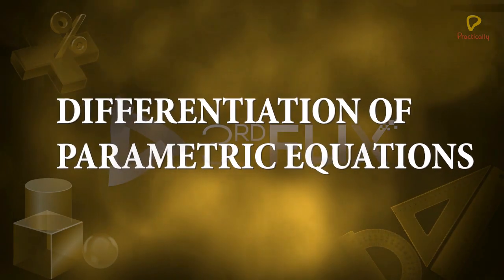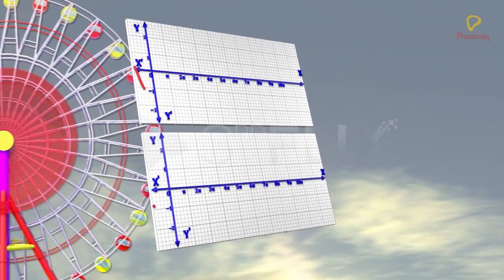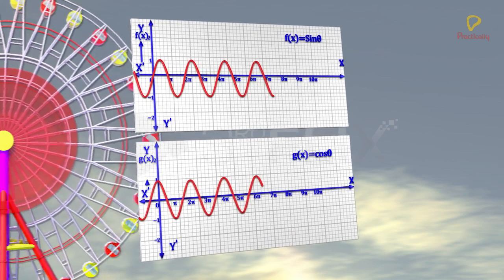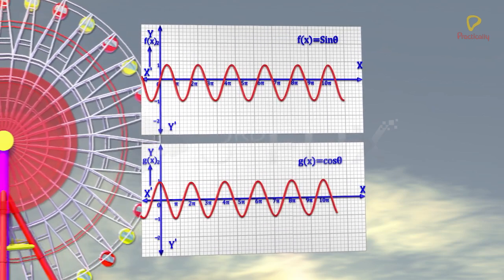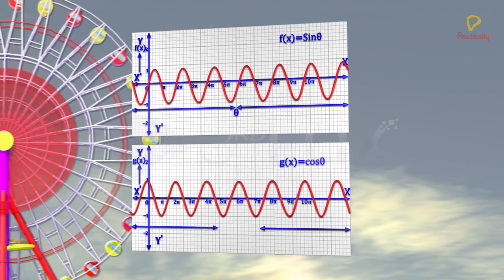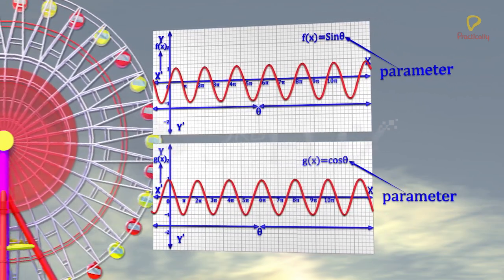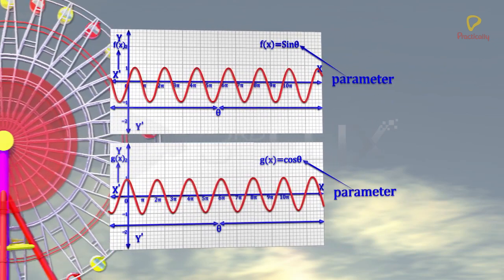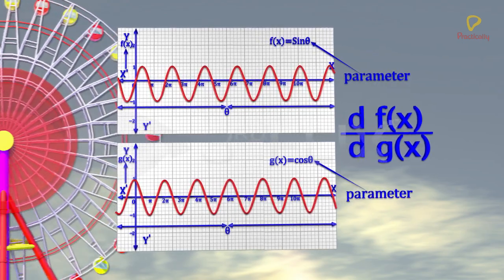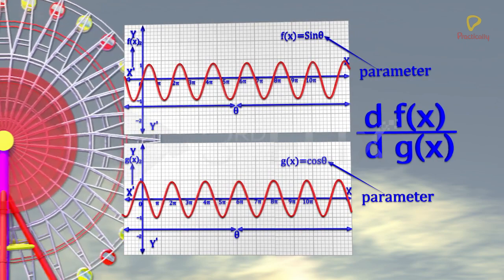Differentiation of parametric equations. Some relationships between two quantities or variables are so complicated that we sometimes introduce a third quantity or variable in order to make things easier to handle. In mathematics, this third quantity is called a parameter. Instead of one equation relating, say, x and y, we have two equations, one relating x with the parameter and one relating y with the parameter.